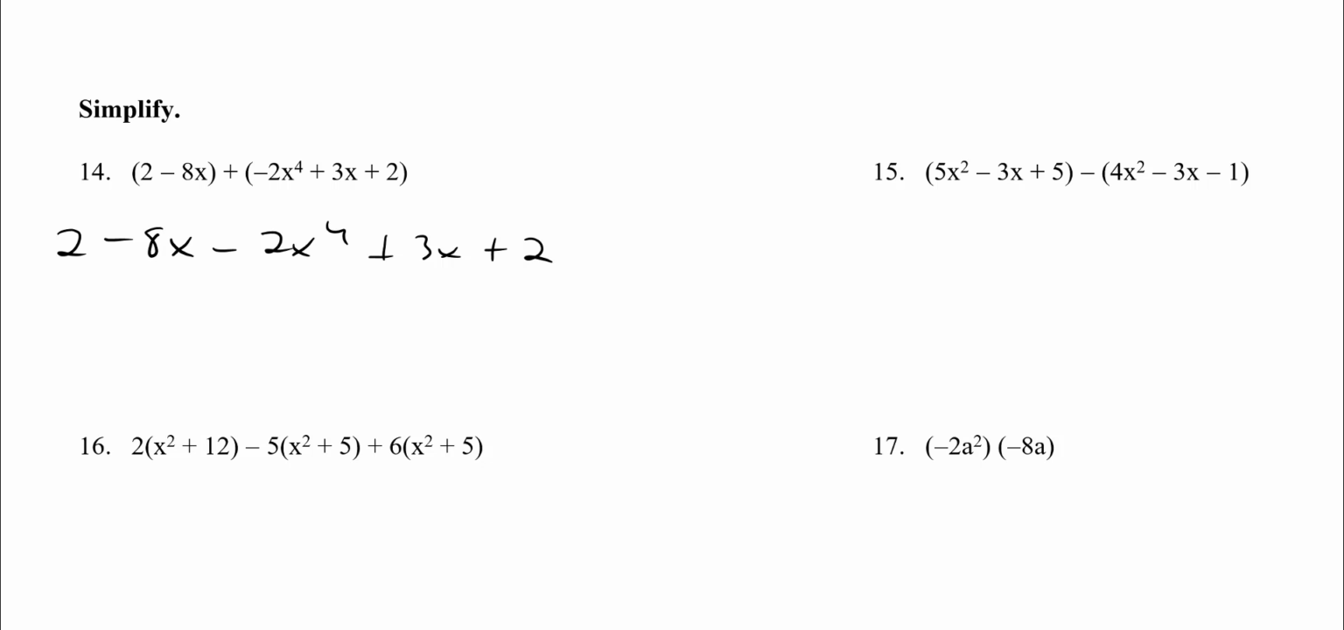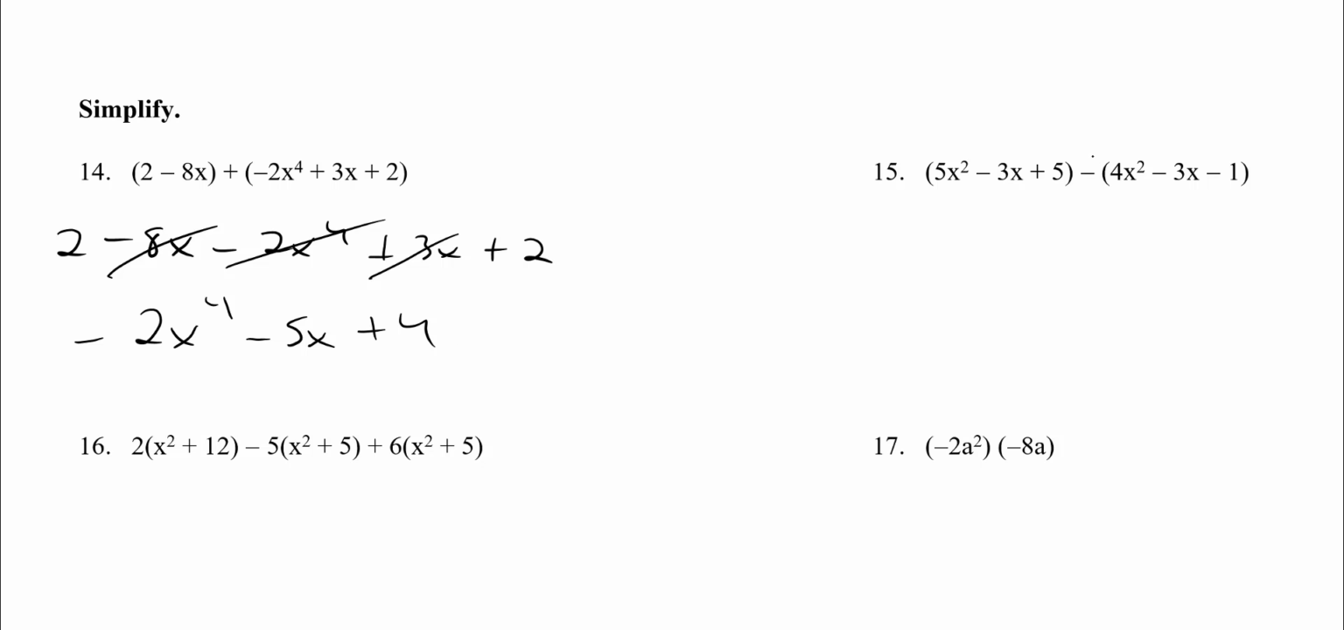So if I kind of put stuff together, I get negative 2x, putting it in standard form, negative 2x to the fourth. That crosses that one out. Negative 8x plus 3x is minus 5x. That crosses that out, and 2 plus 2 is 4. And you're done with the problem.